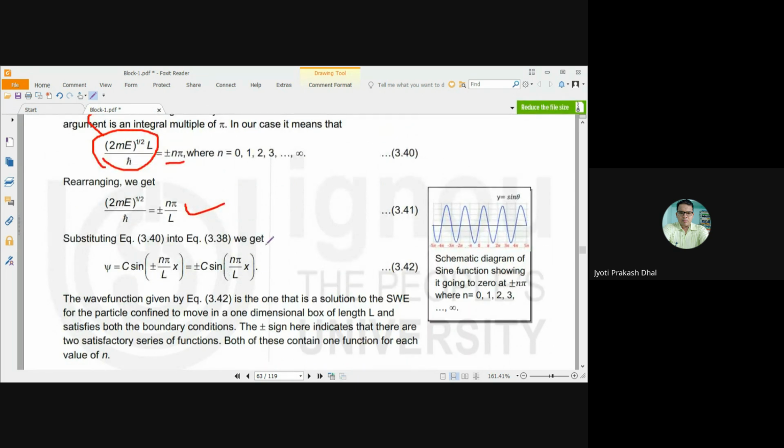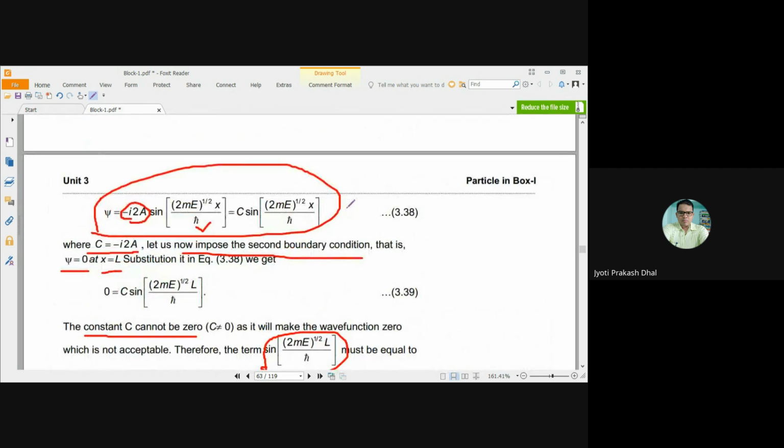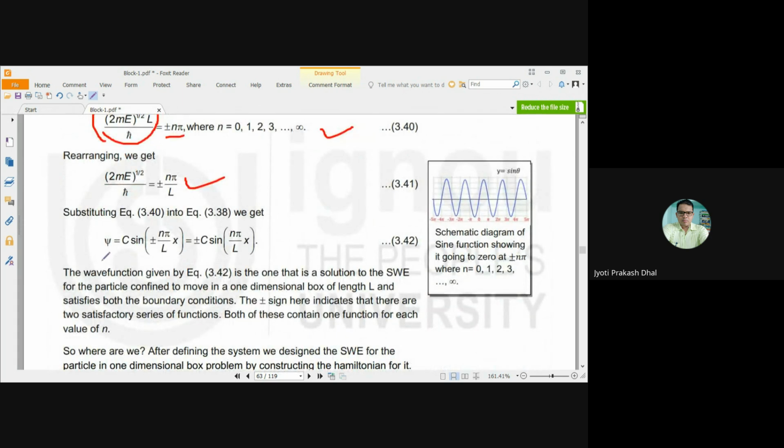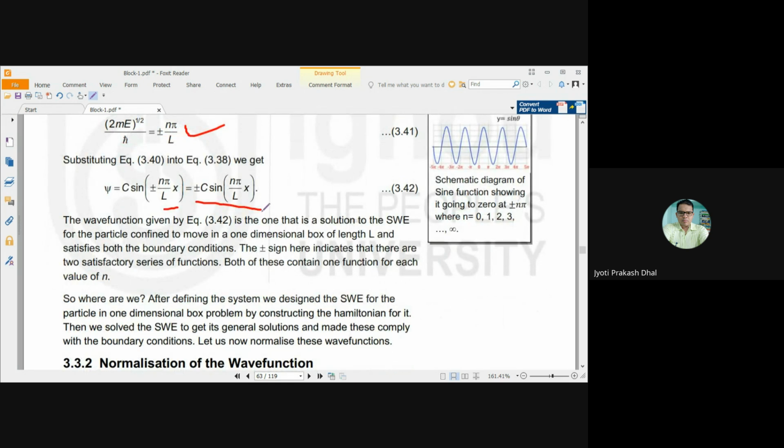So this is substituting the value from equation 40 in equation 38, which is the actual wave function. The wave function will become psi equal to c sin plus minus n pi x by L, which is equal to plus minus c sin n pi x by L. So the wave function given in equation 42 is the solution of the Schrodinger wave equation for the particle confined to move in a one-dimensional box of length L and satisfying both the boundary conditions.